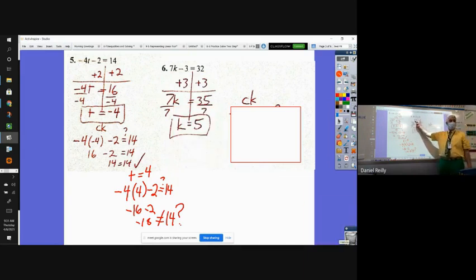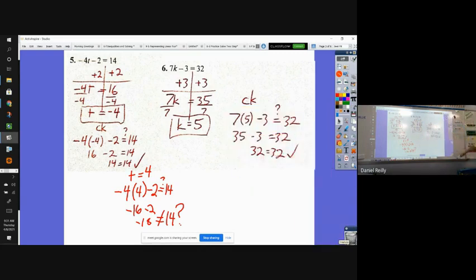Okay, now, these are subtractions, right? So to undo subtraction, we add to both sides instead of subtracting. And K equals 5 on number 6. Questions on any of these?